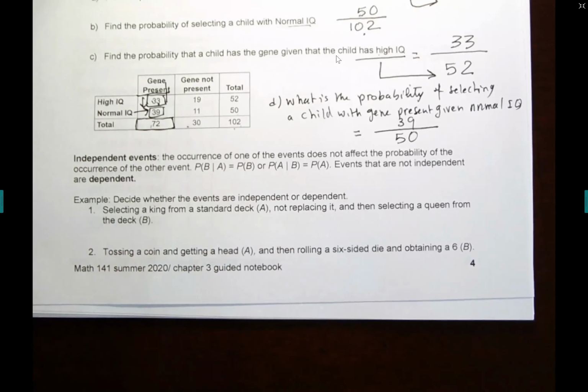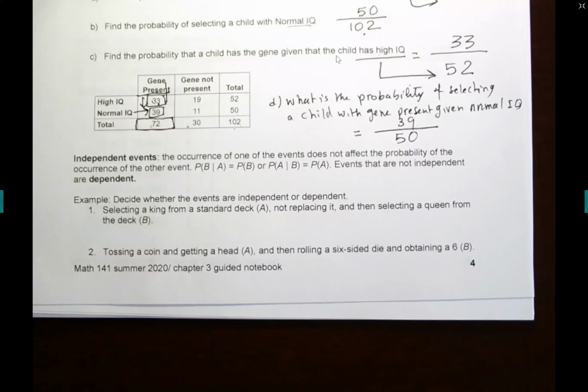Before you answer this question, guys, I hope that all of you are familiar with the standard deck of cards. The standard deck of cards has 52 cards. It has 4 kings. So the probability of selecting a king is 4 out of 52. And the probability of selecting a queen is 4 out of 52 always.